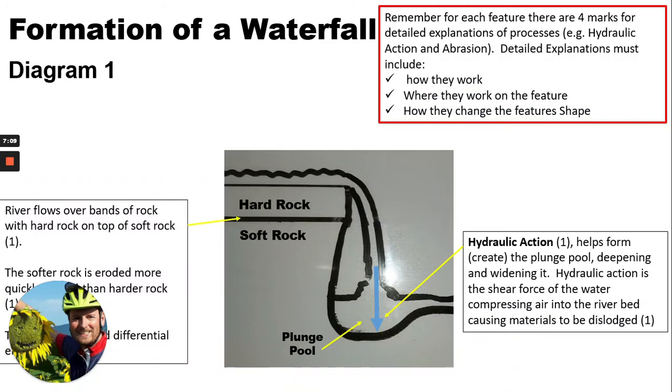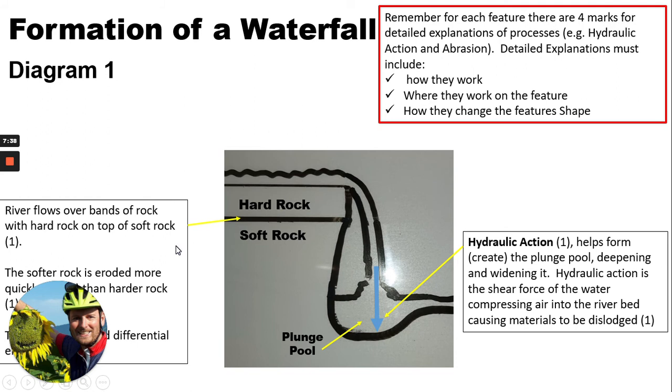Right, just remember all these 4 features. I've put this box in at the top. Remember, talk about processes. Key ones that you'll be talking about: hydraulic action and abrasion, and you can get 4 marks for those, and that's your maximum 4 marks for processes for every question. So learn those: how they work, where they work or change the feature, and how they change the feature shape. I want you to copy these diagrams that I've drawn on many whiteboards, as you can see, and I've added some labels to them, and that's how I want you to present your answer.